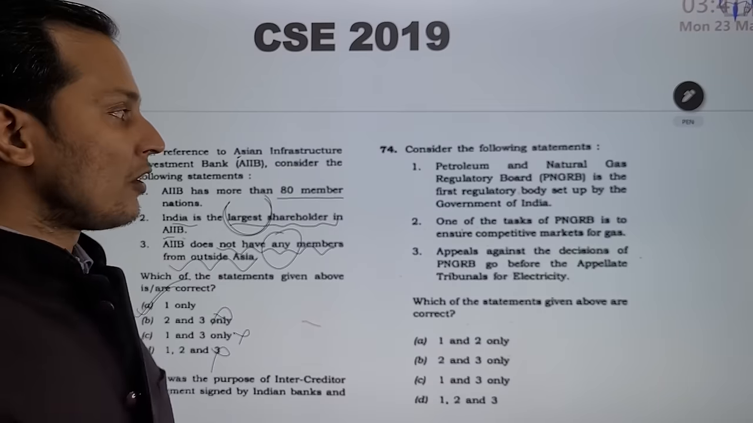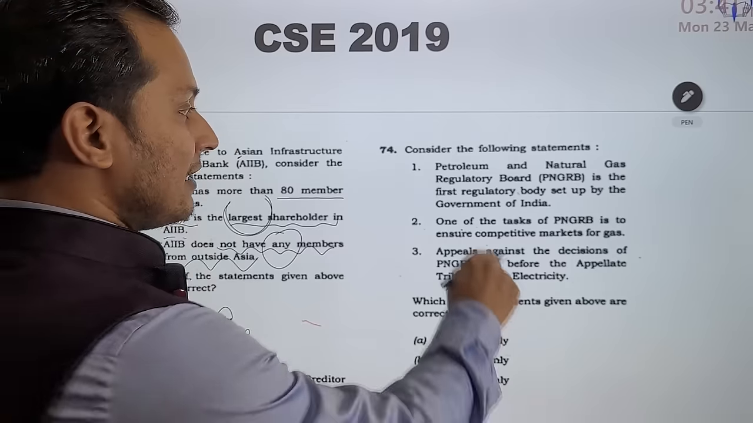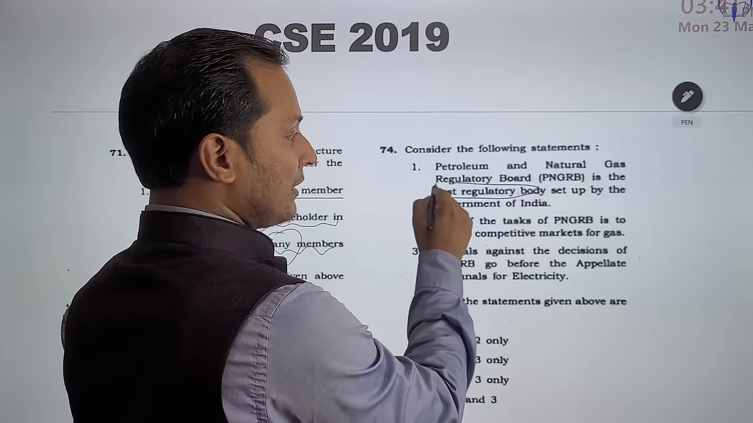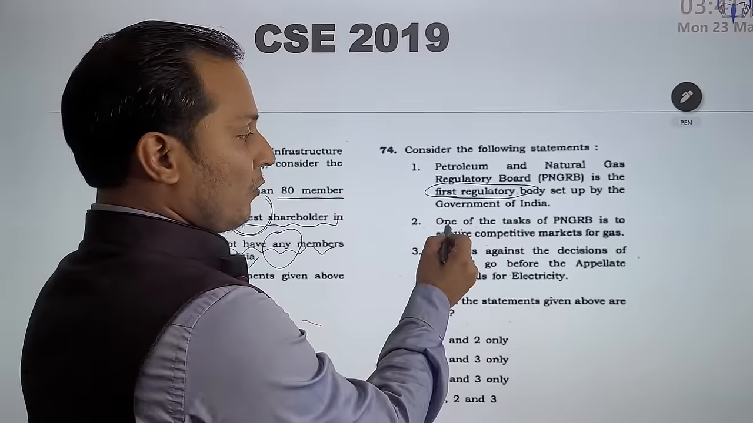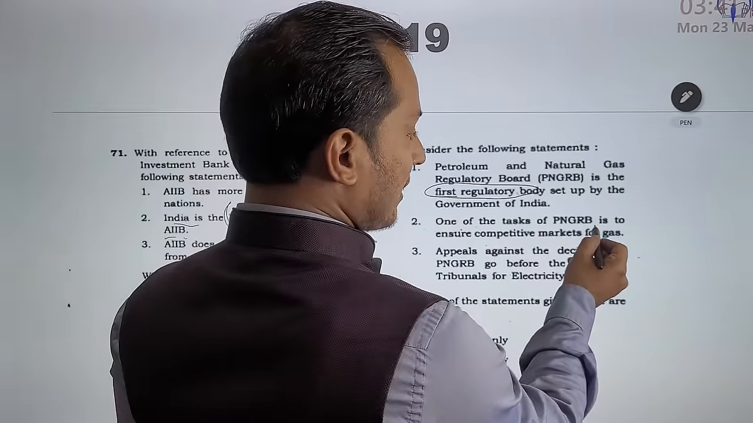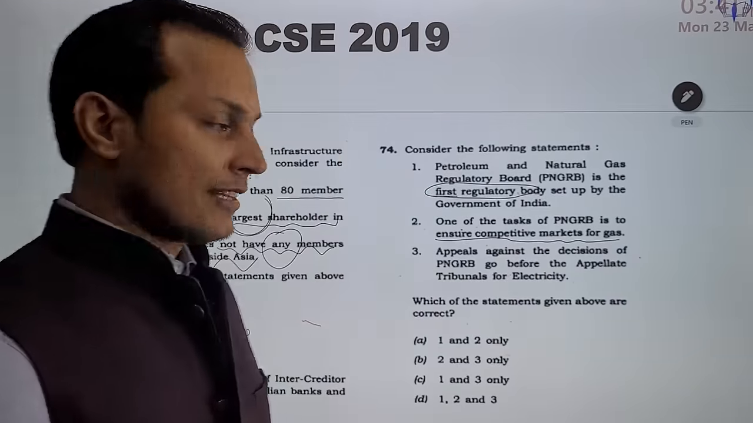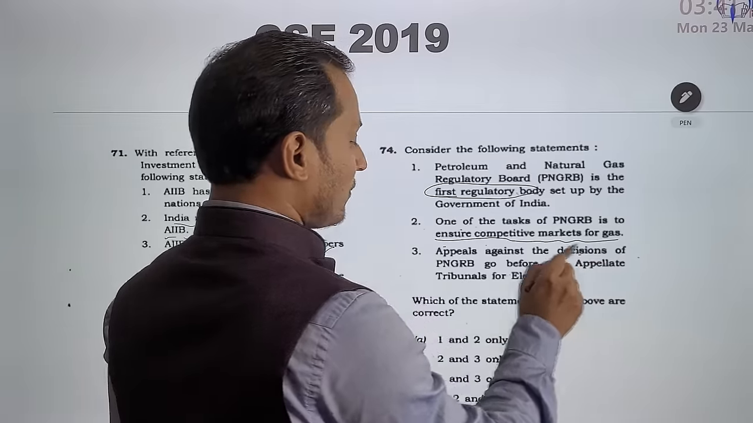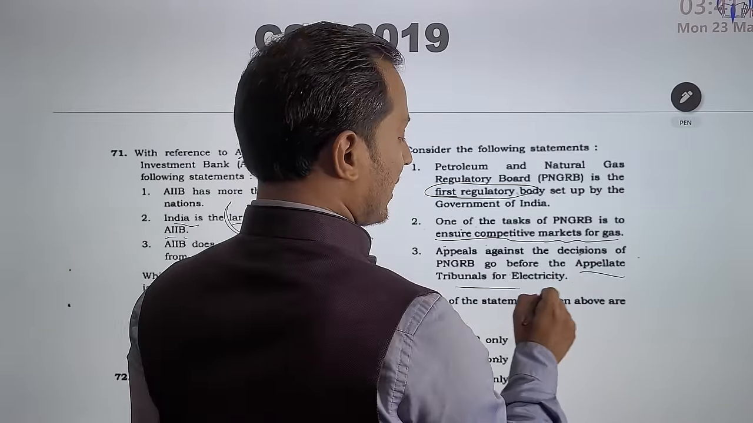Let us read the second question. This is on the Petroleum and Natural Gas Regulatory Board. It says that PNGRB is the first regulatory body to be set up by the Government of India. The second statement says that one of the tasks of the PNGRB is to ensure a competitive market for gas. And the third statement reads: appeals against the decisions of PNGRB go before the Appellate Tribunal for Electricity.